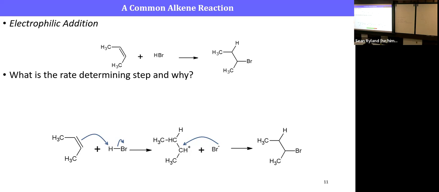We did make something with a stereocenter, though. We had an asymmetric carbon right here, right? So based on this mechanism, would we expect to see one stereoisomer, just R or just S, or the mixture of both, racemic mixture?